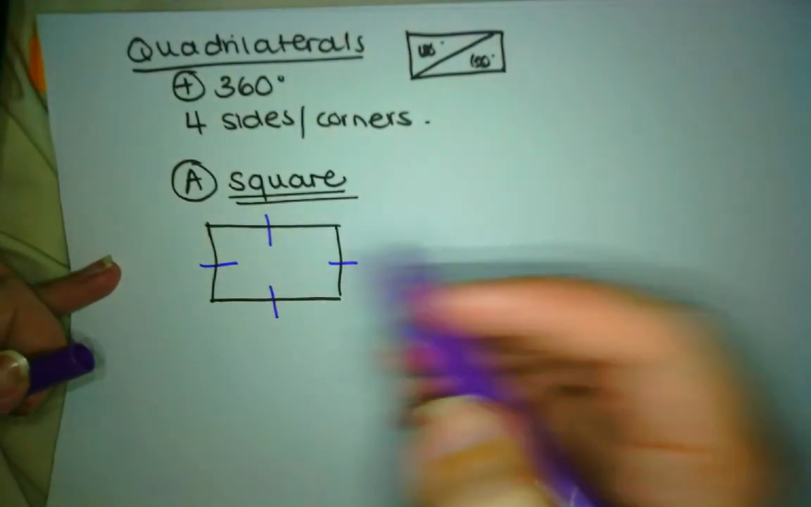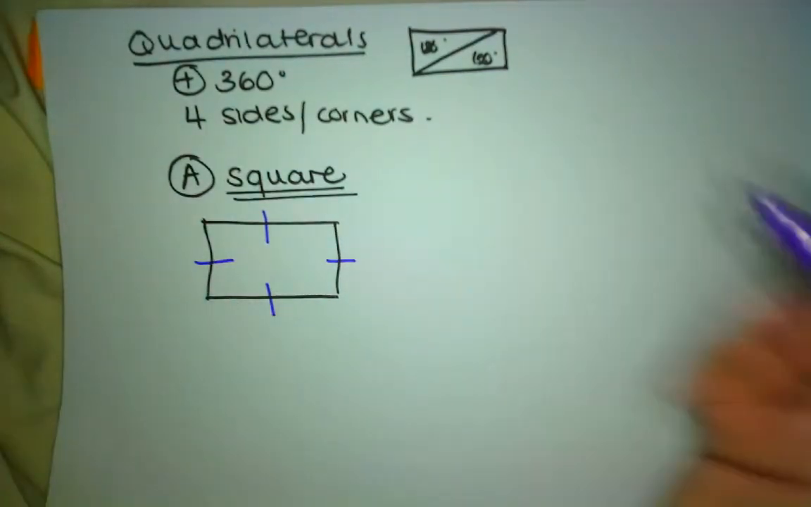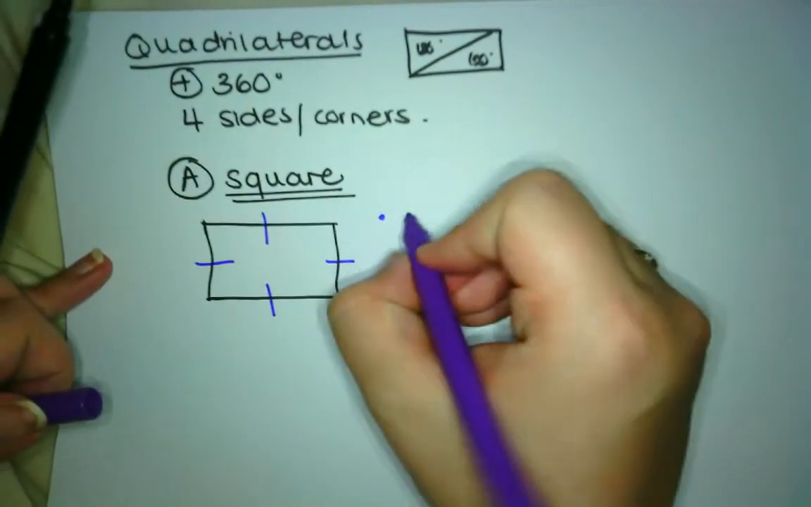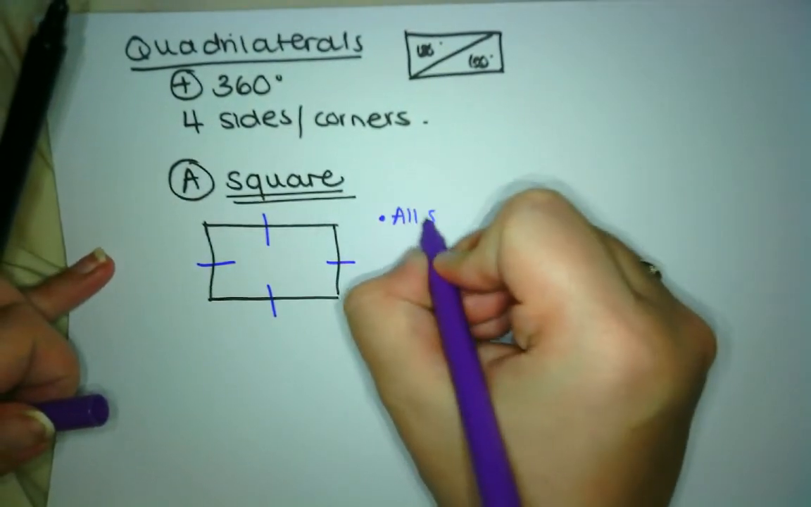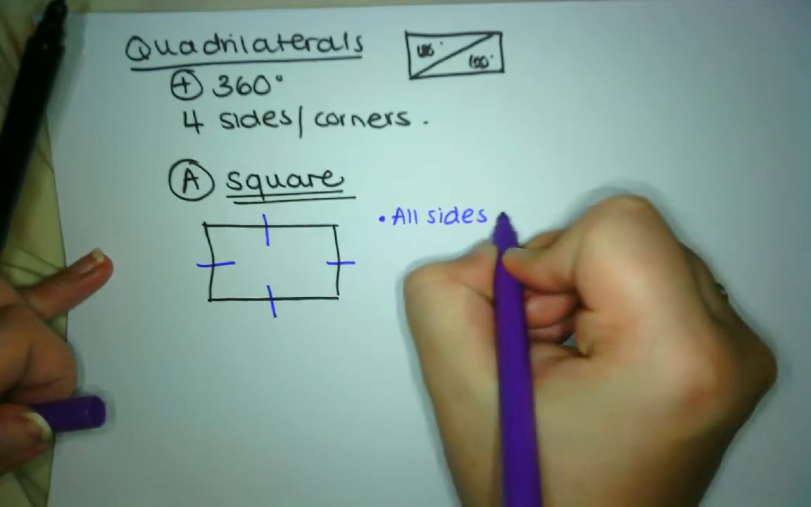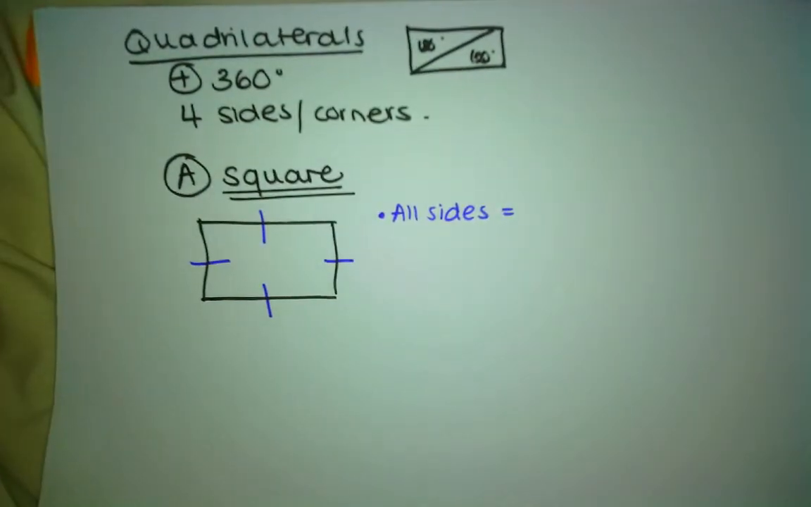Okay, so if you want, maybe use different colors. I don't know if you want to do that. All sides equal. Okay, I'm going to use different colors. You don't have to, it doesn't really matter. That is purely up to you. I just feel like being creative. Okay, so you've got all sides equal.